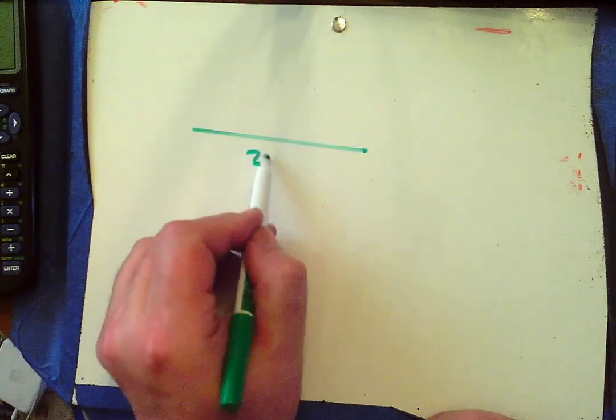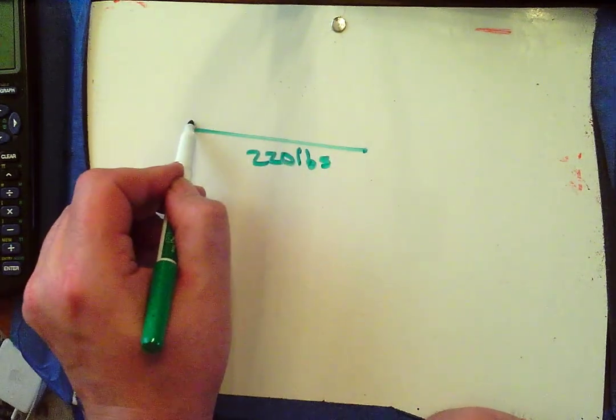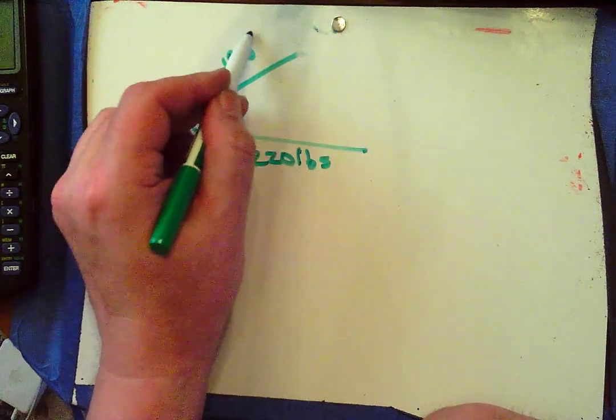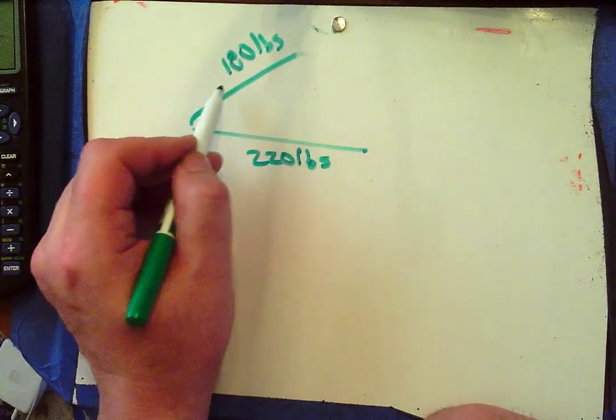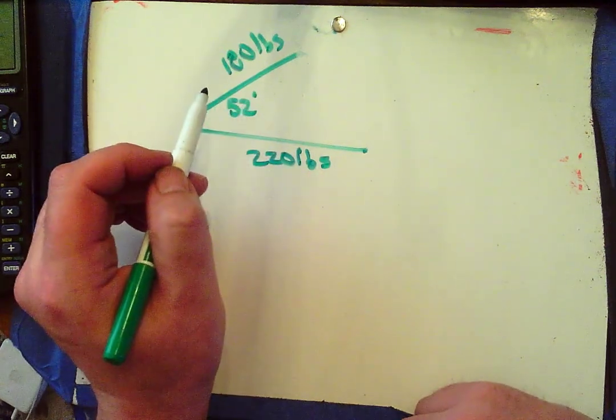Problem 20, our first word problem. Let's switch to B. 2 forces, 220 and 180, are acting on the same point and differ by 52 degrees. So I'm going to line one of them up here, 220 pounds, and 180 pounds, and they differ by 52 degrees. What is the magnitude of the resultant force?